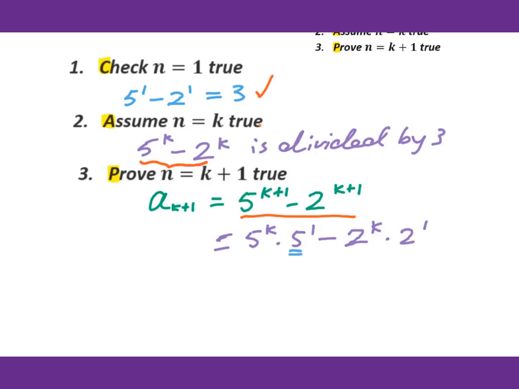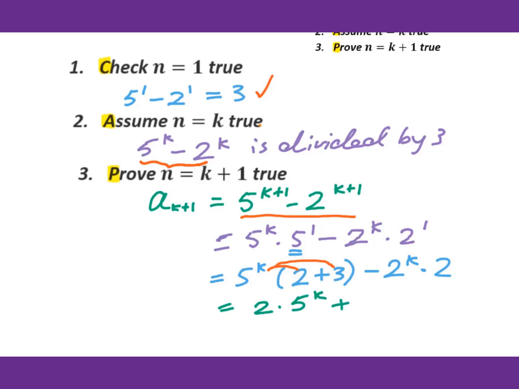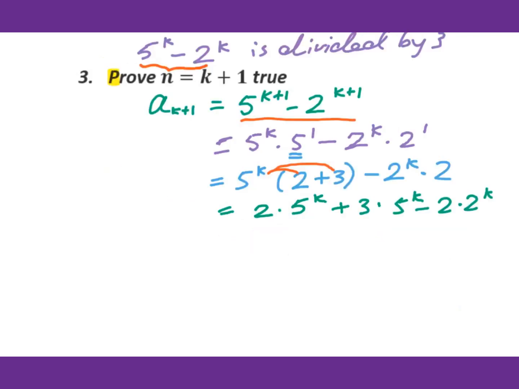For this 5, you will change into 2 plus 3 minus 2 to the k's power times 2. Then you do distributive property. You will get 2 times 5 to the k's power plus 3 times 5 to the k's power minus 2 times 2 to the k's power.